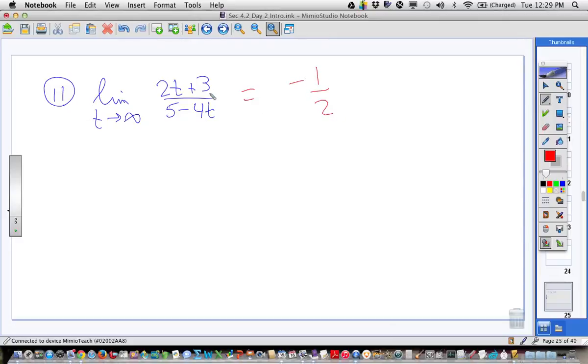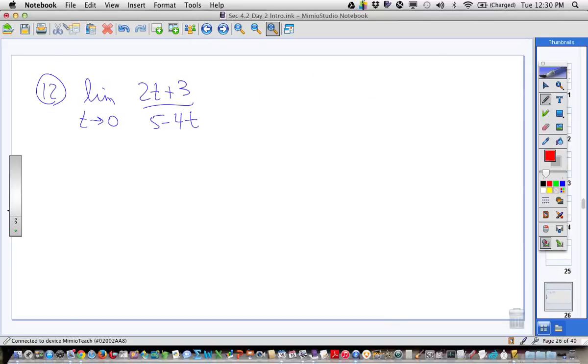Negative 1/2. Now, this is one of those where we're going to talk about this with this new L'Hopital's rule here in a little bit. But as t gets really big, the 3 doesn't really matter. 5 doesn't really matter. So you end up with 2t over negative 4t. The t's cancel, and that reduces to negative 1/2. Okay, very good. All right, let's look at number 12.